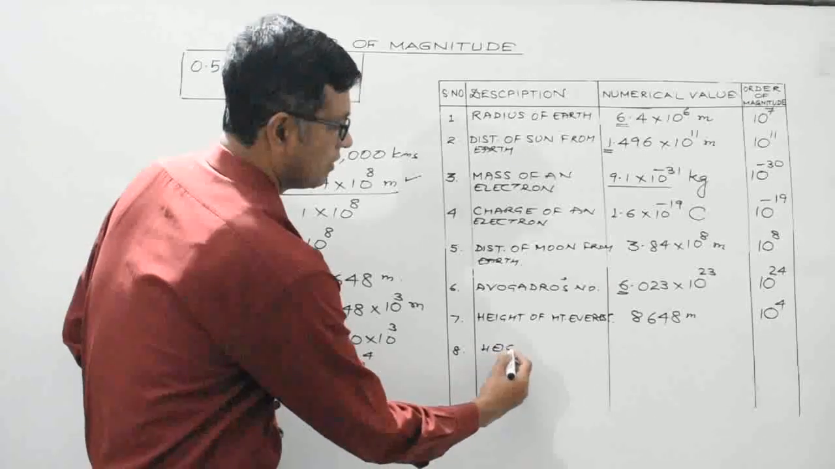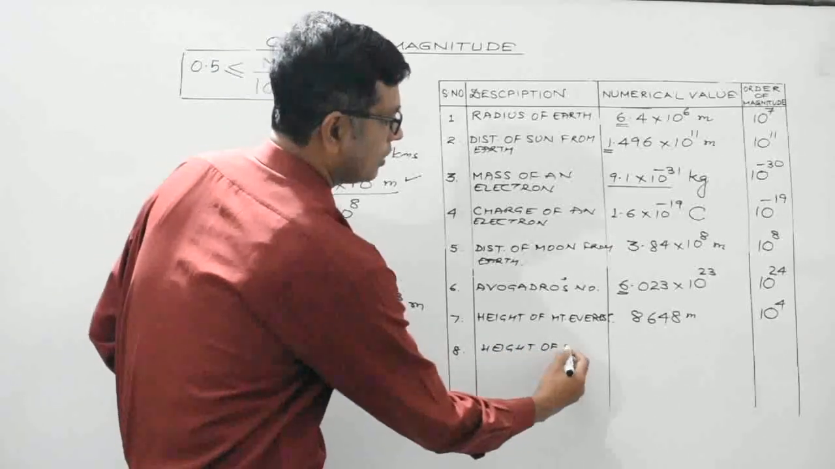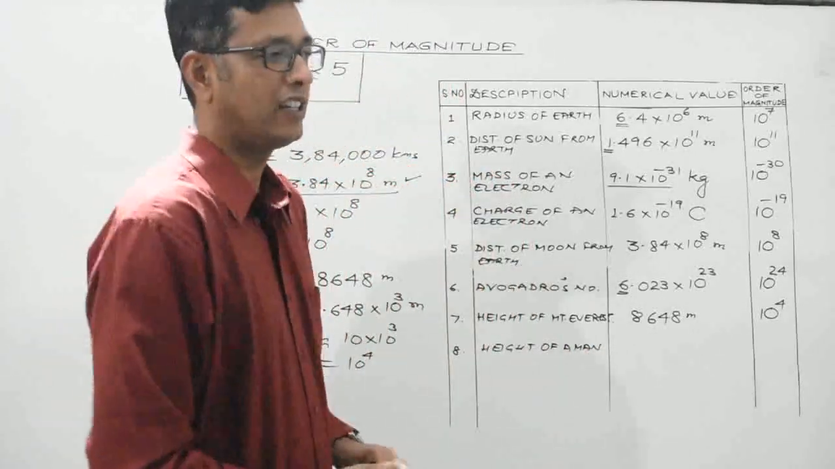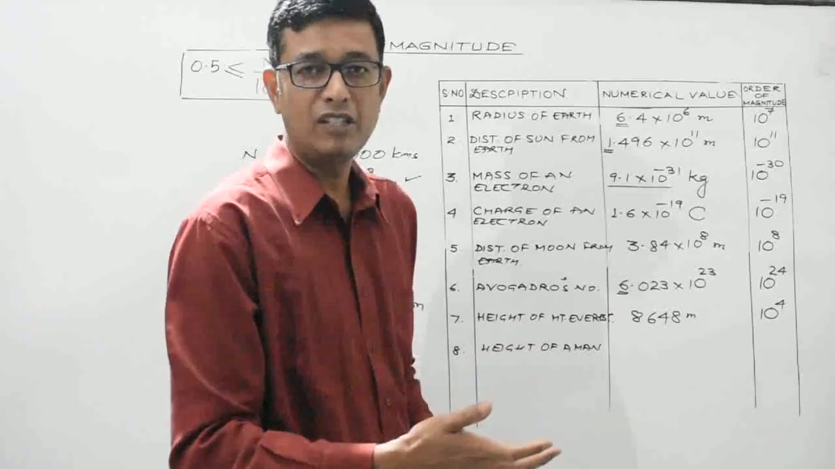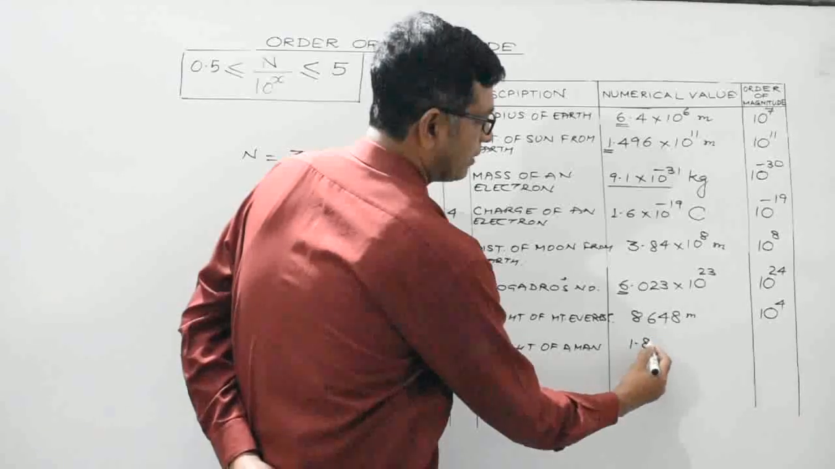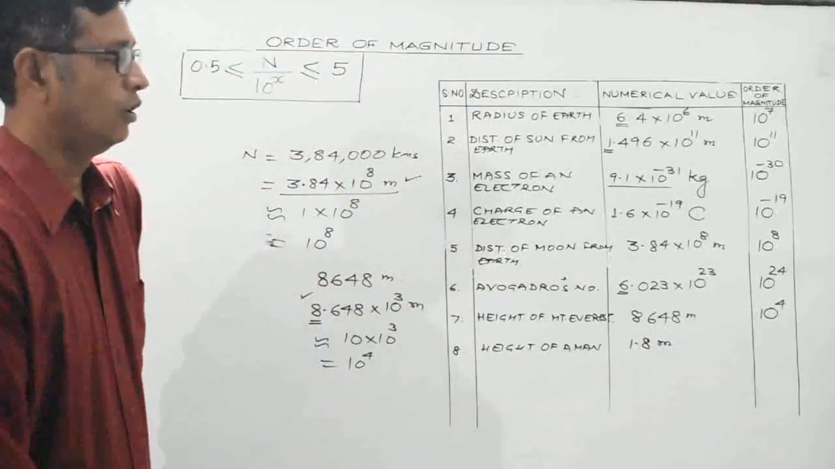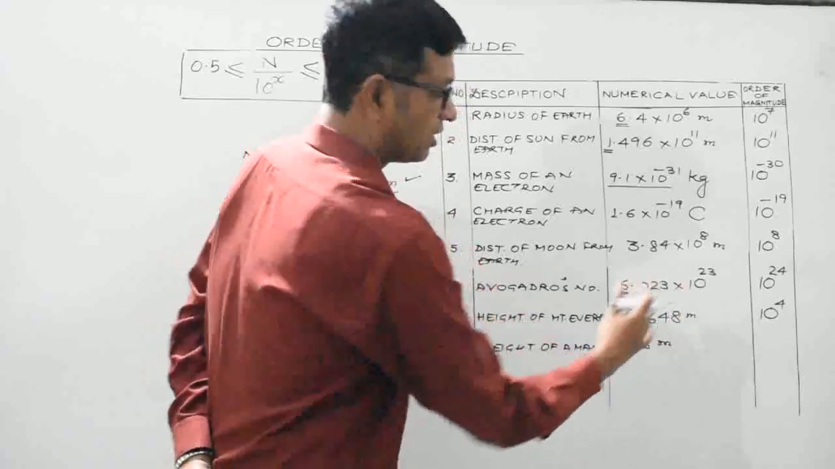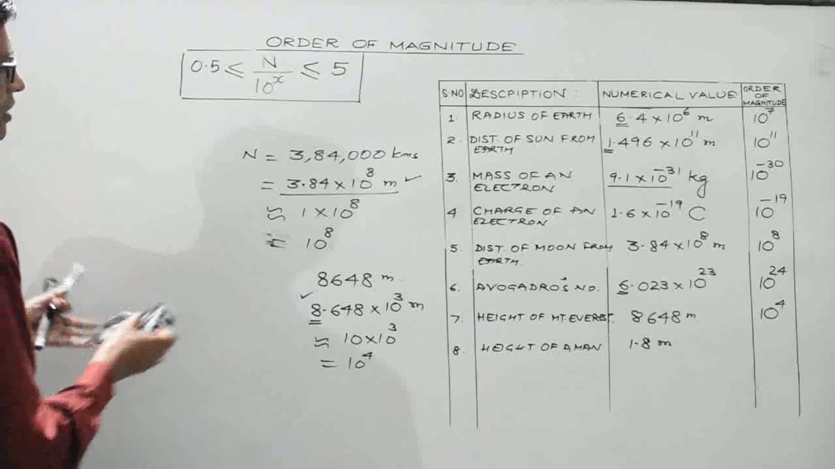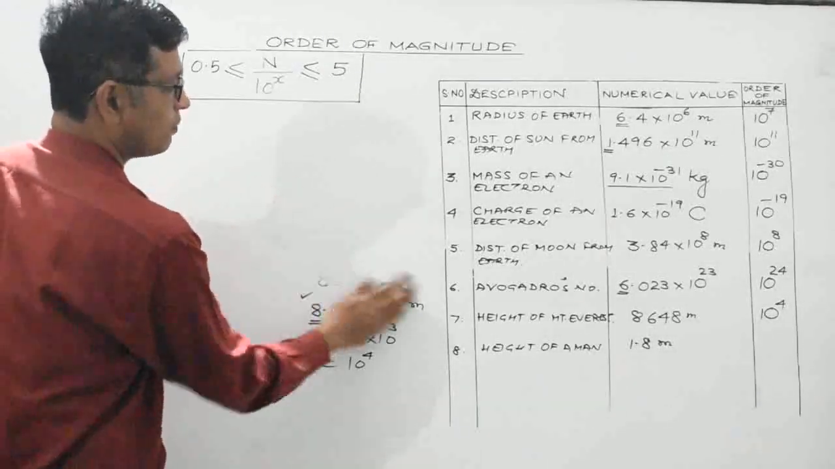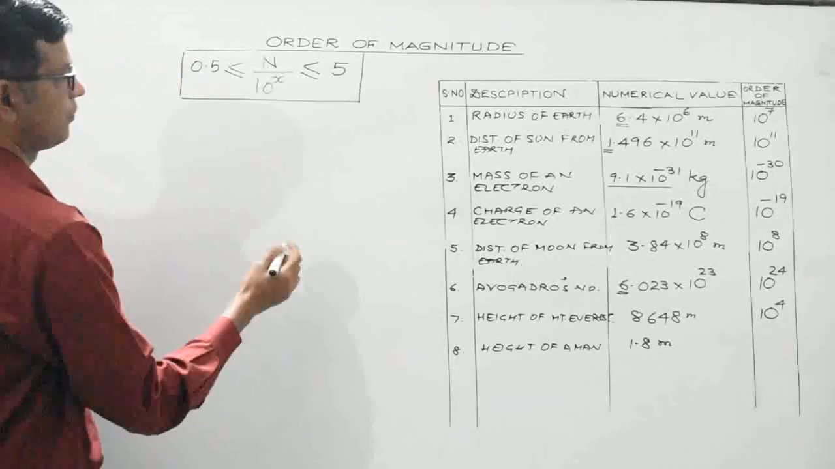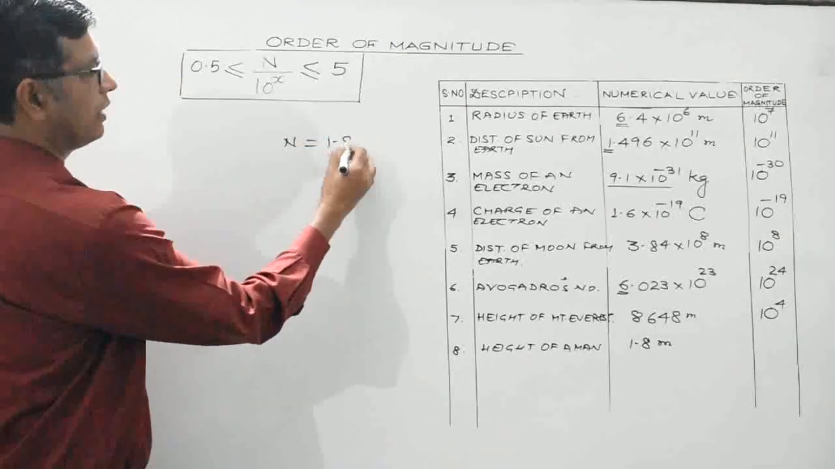Height of a man. Suppose we consider height of a man. Height of a man varies, right? We can take it to be approximately from 1.5 meter to 1.8 meter. Suppose it is 1.8 meter. So 1.8 meter, it has to be written in the standard form. So what will be the standard form then? 1.8. It can be, because order of magnitude has to be expressed in powers of 10, isn't it? So over here, n is 1.8 meter.